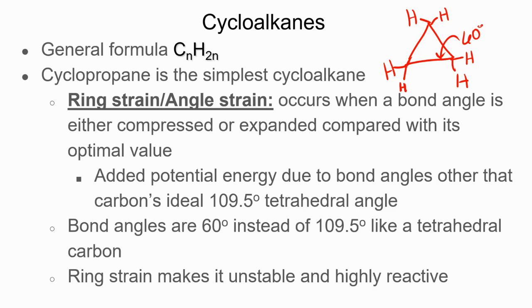And so that's really small compared to the desired tetrahedral form of carbon single bonds, which would be 109.5 degrees. That 60-degree angle of cyclopropane is really small. And so this has a lot of ring strain or angle strain, and that occurs when a bond angle is really compressed or expanded compared to what it ought to be. And in this case, it ought to be 109.5 for a tetrahedral carbon.